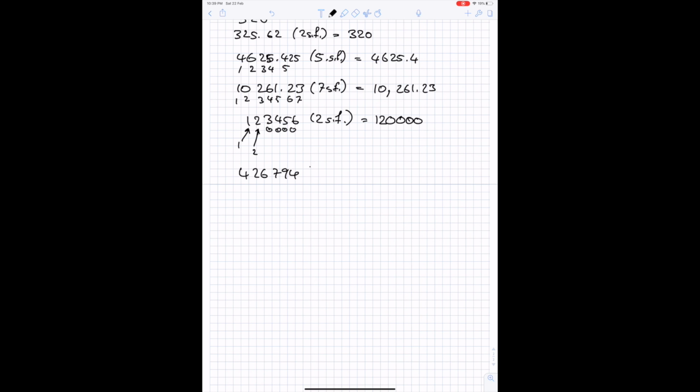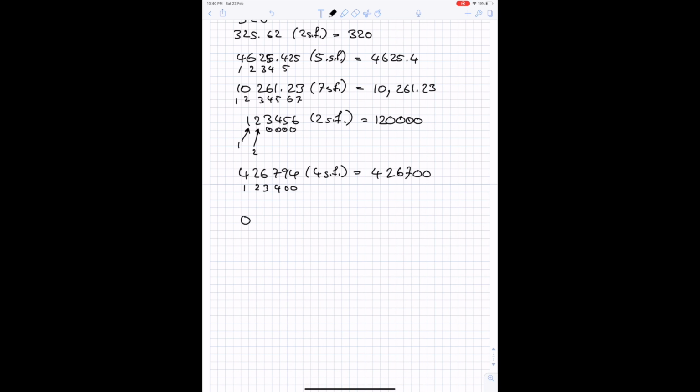What about this one? 426,794 to four significant figures. So 1, 2, 3, 4, and these two would become 0. So this would become 426,700, that's what it would become.